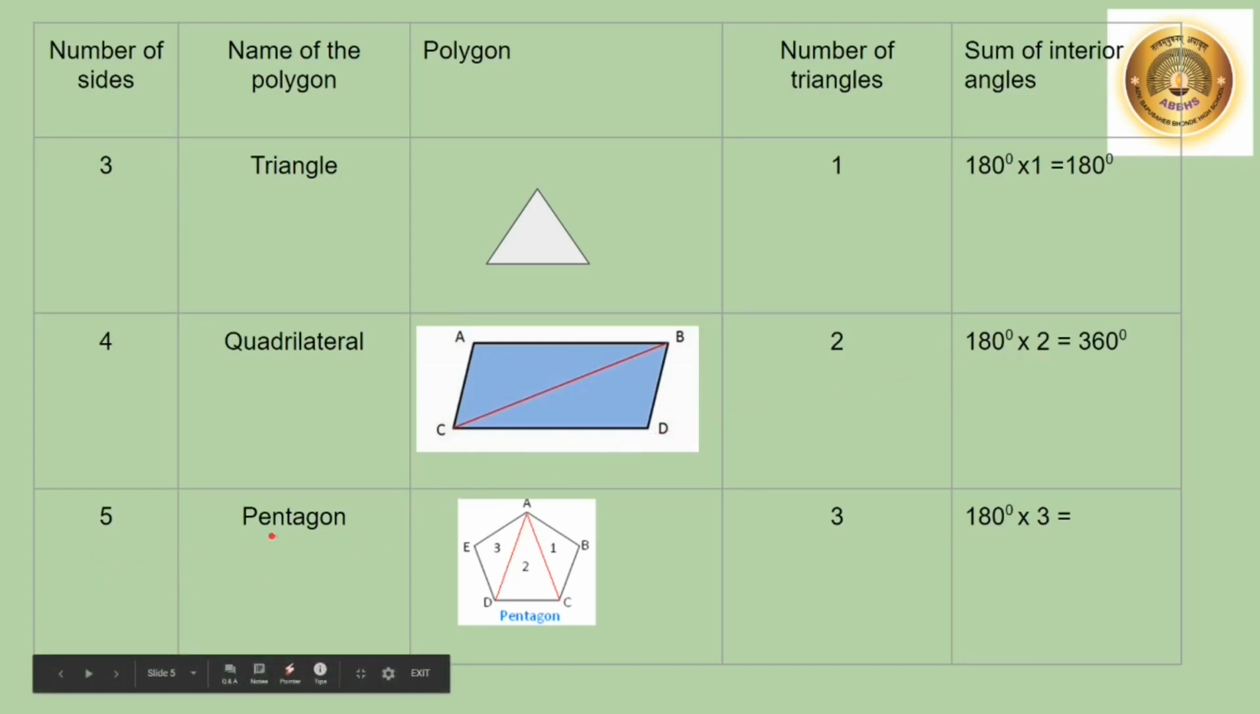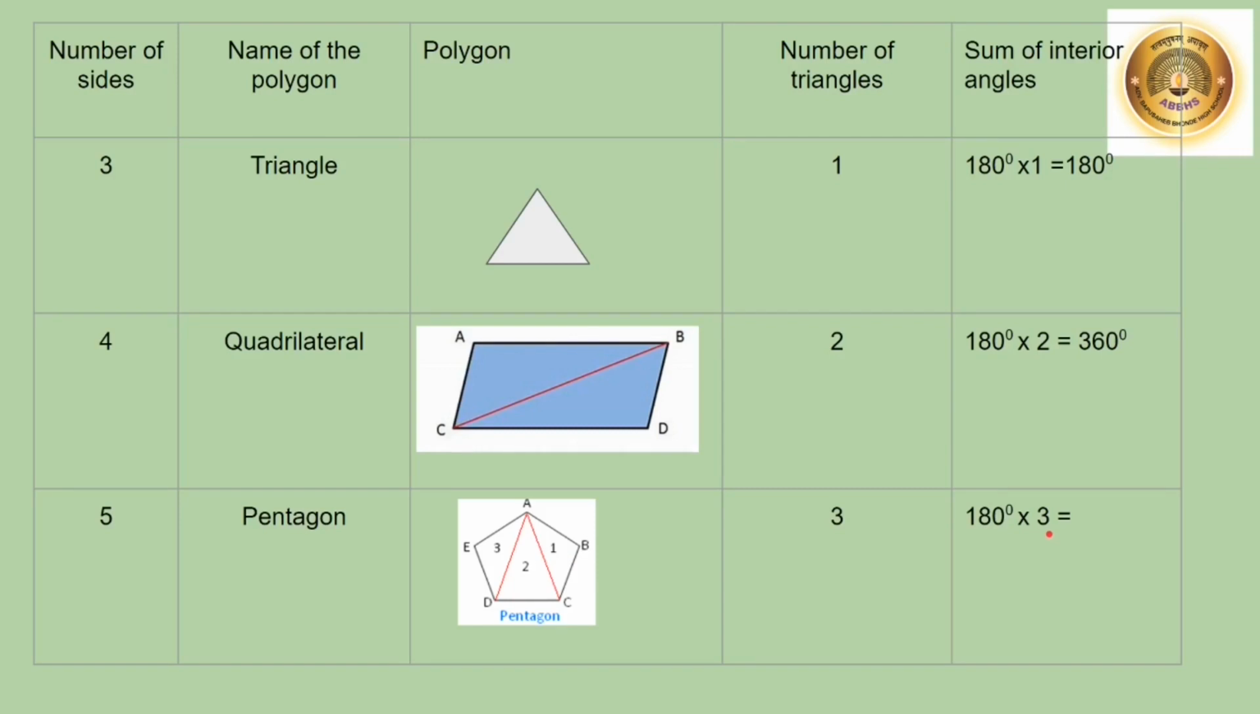Now let's take the next figure, the pentagon. A 5-sided closed figure is what is called a pentagon. So the number of sides is 5. This is the figure of a pentagon. In a pentagon you can form how many triangles? 3 triangles. So the sum of the interior angles will be 180 into 3.